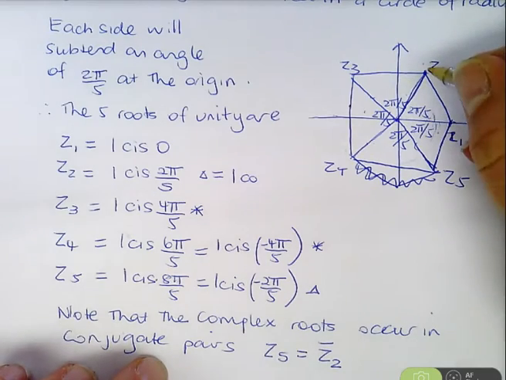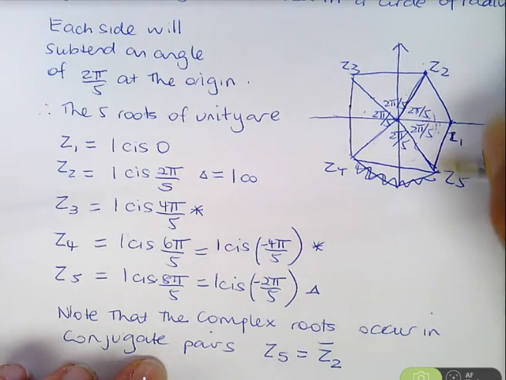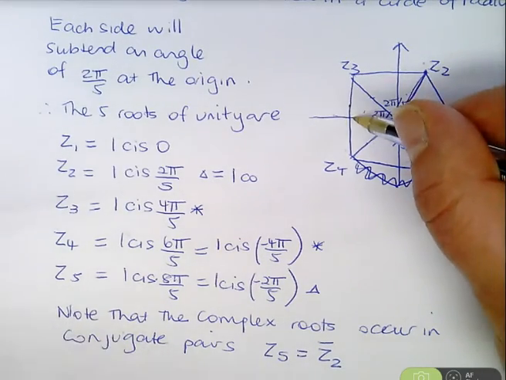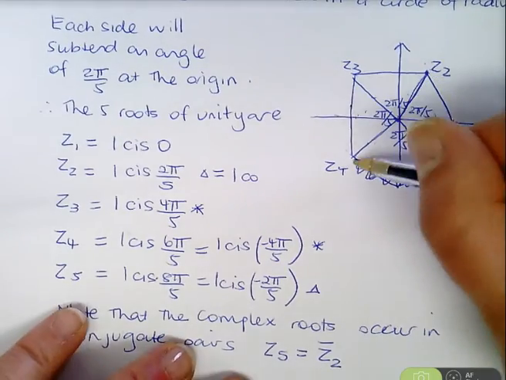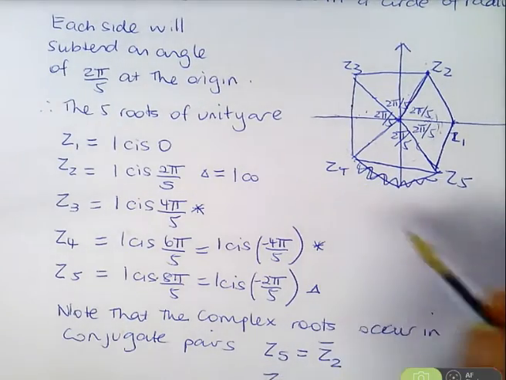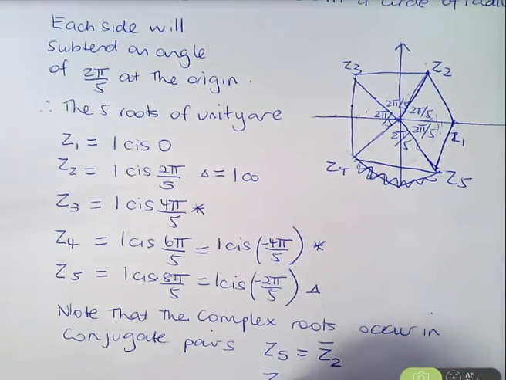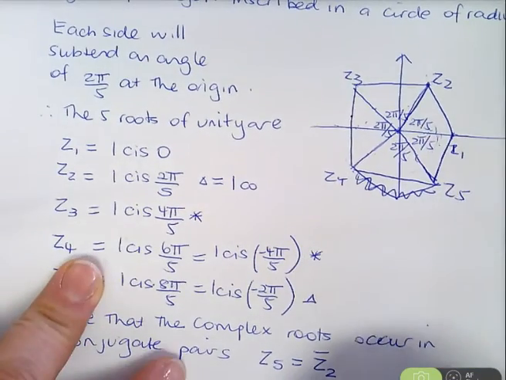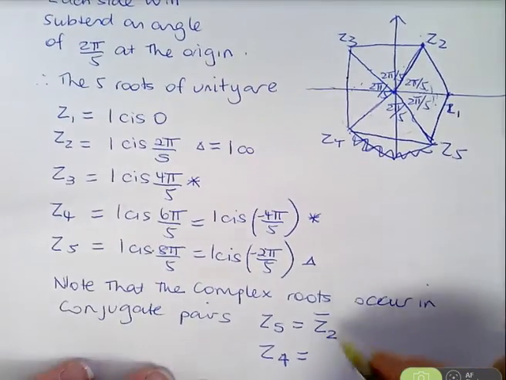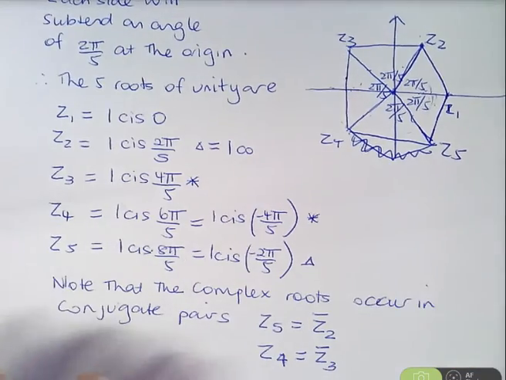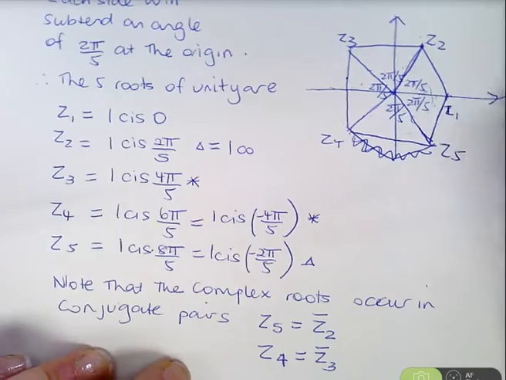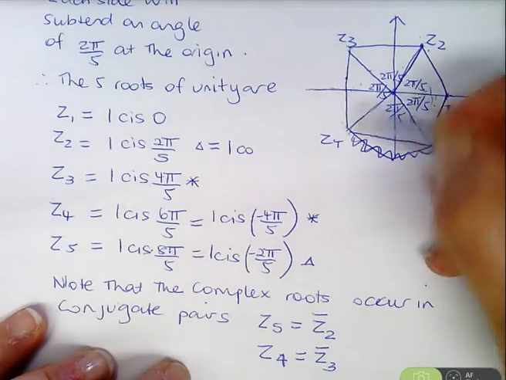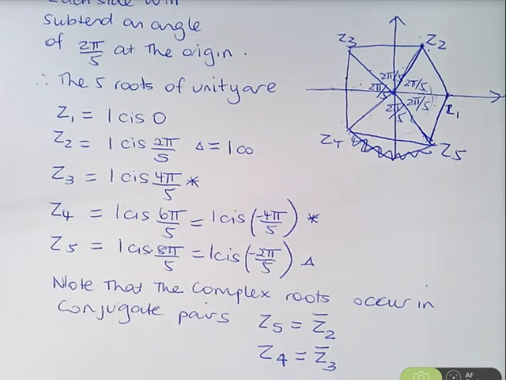That might be something plus something I. This is an X value minus the same value I. Looking at Z3, that might be negative something plus something I. This is negative something minus something I. So the other complex conjugates are Z5 is the complex conjugate of Z2, and Z4 is the complex conjugate of Z3. Okay, remember complex conjugates are reflections in the x-axis, and Z5 is a reflection of Z2 in the x-axis, and Z4 is a reflection of Z3 in the x-axis.